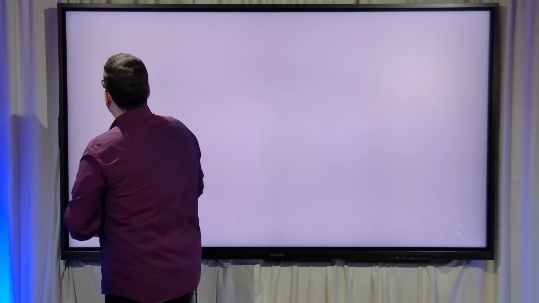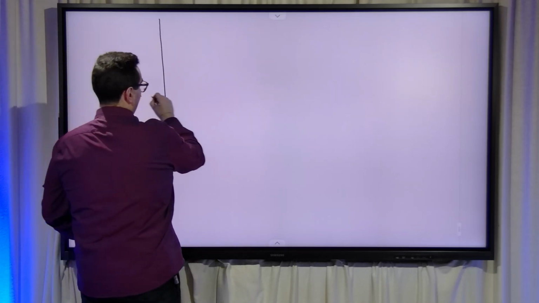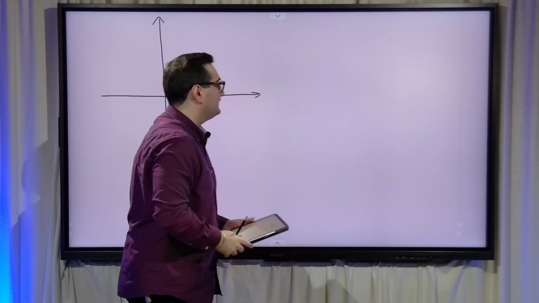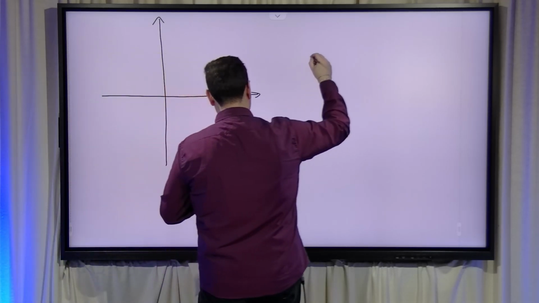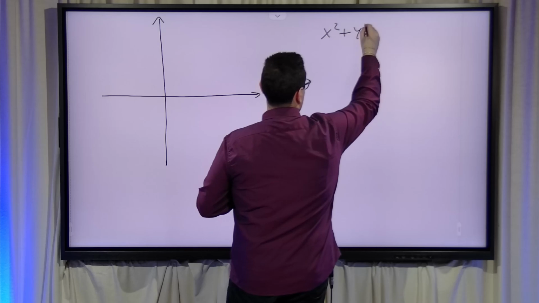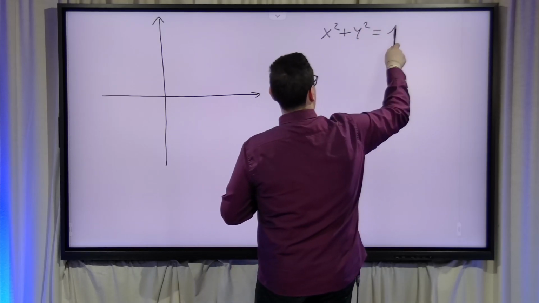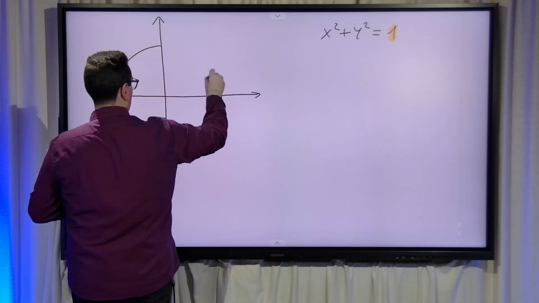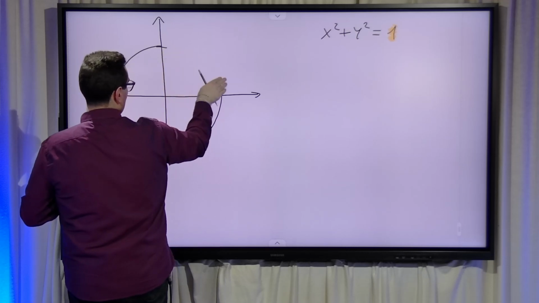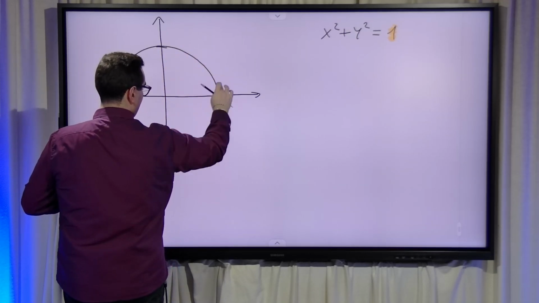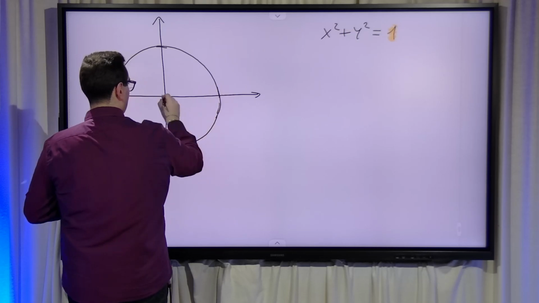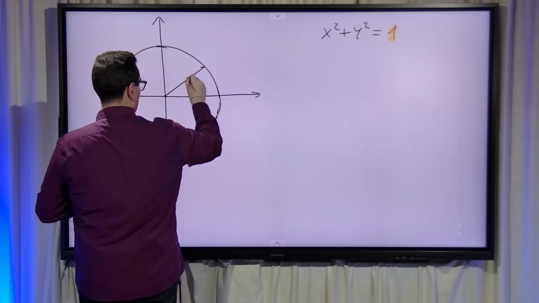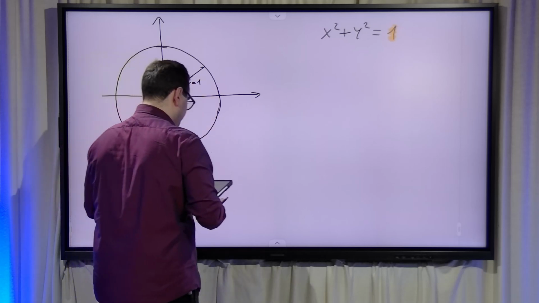Okay, so we are getting to trigonometry. If we consider the circle with this equation equals 1, this means that the radius is equal to 1. So this is R equals 1.